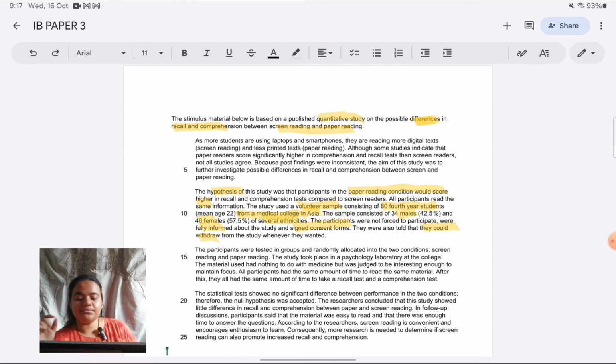The participants were tested in groups and randomly allocated into two conditions. One, random allocation is again a feature of a true experiment. So now finally I know this is a true experiment. Secondly, it can help me to answer the question on research method and characteristics. Another thing is, when it comes again to biases, credibility, random allocation can be a strength of any study. So here there are two conditions into which random allocation was done, as we would expect. One is screen reading and the other is paper reading.